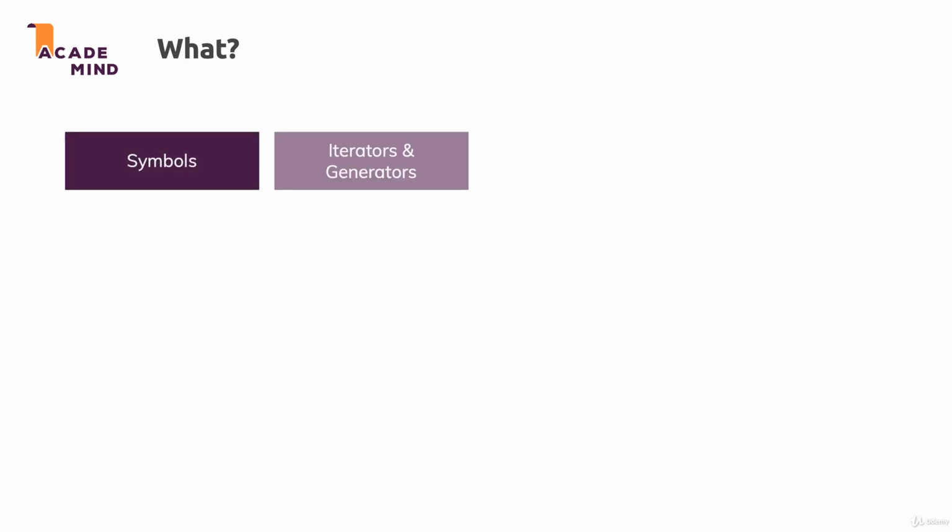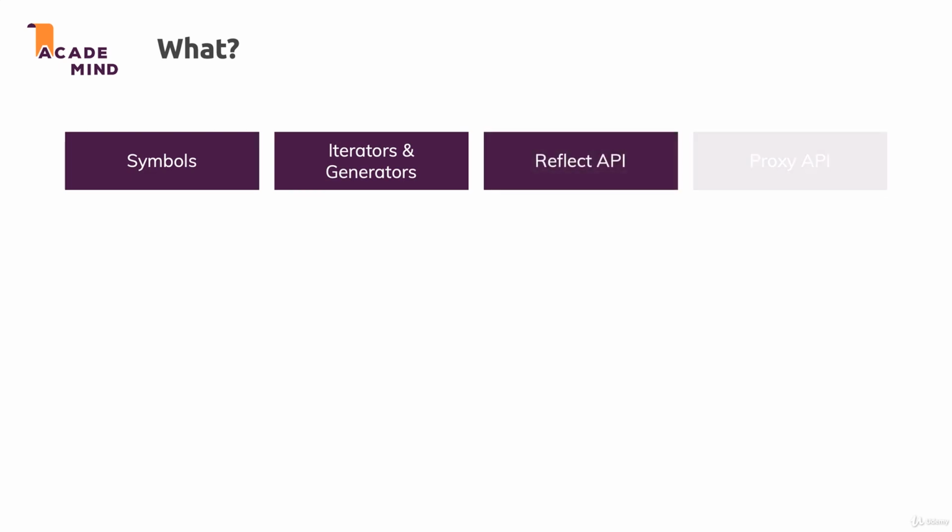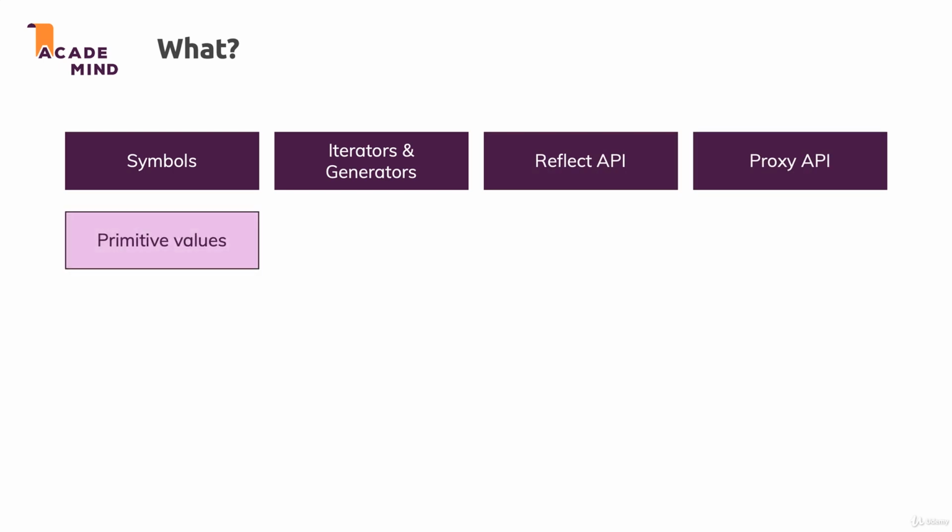So what are these different features about? Well, let's start with symbols, though we'll later also have a look at iterators, generators, Reflect, and the Proxy API. But what are symbols? Symbols, and that's really interesting and good to know, are a primitive value.